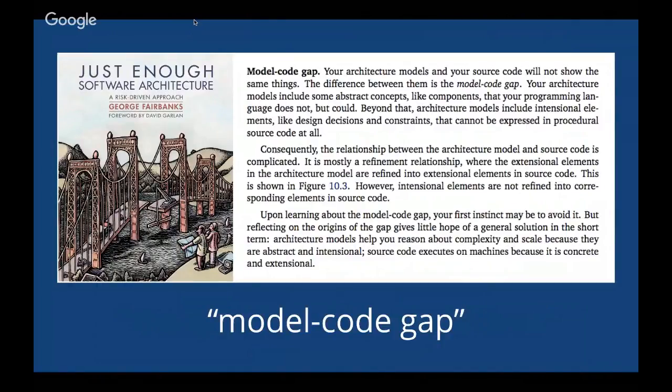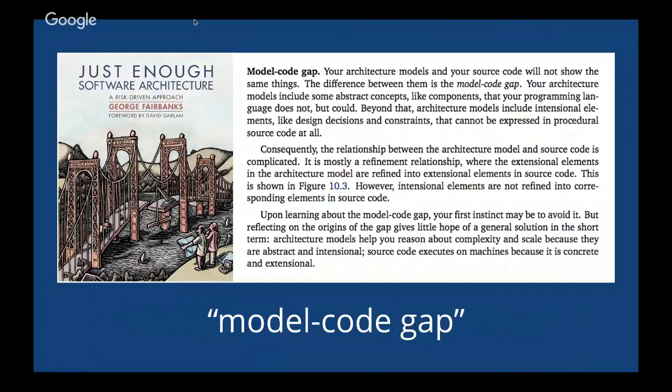George Fairbanks wrote an awesome book called Just Enough Software Architecture. And in that book, he talks about this exact same problem. It's called the model code gap. That's the name he gives it. And the model code gap is essentially, imagine you have a bunch of architecture diagrams. On those architecture diagrams, you're going to be using terms and abstractions like modules or components or subsystems or layers. So these are the sorts of words we use to describe architecture.